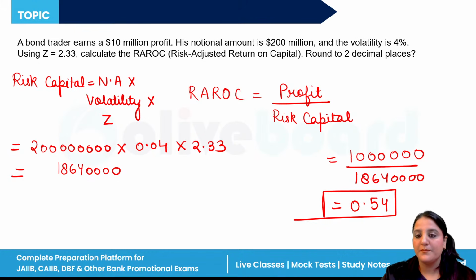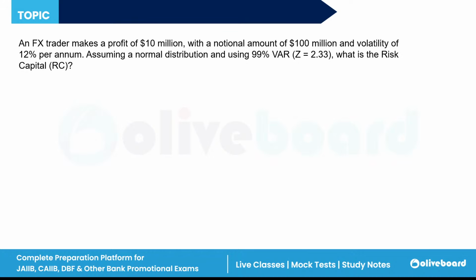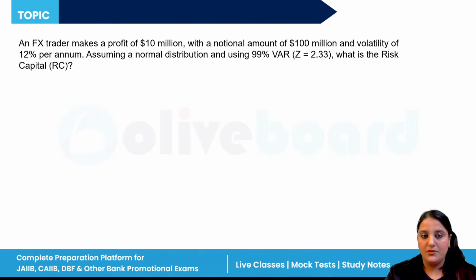Next question. If a foreign exchange trader makes a profit of rupees 10 million with a notional amount of rupees 100 million and volatility of 12% per annum, assuming a normal distribution and using 99% value at risk, Z is equal to 2.33. So what is the risk capital? Try to calculate how to calculate the risk capital. I recently told you the formula.